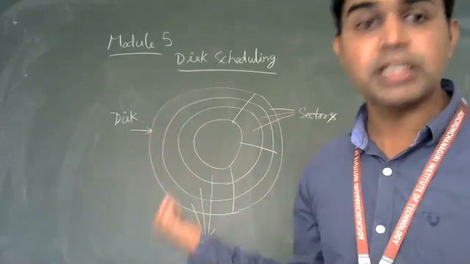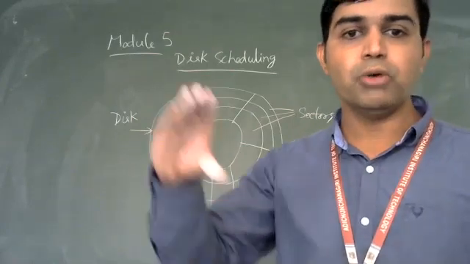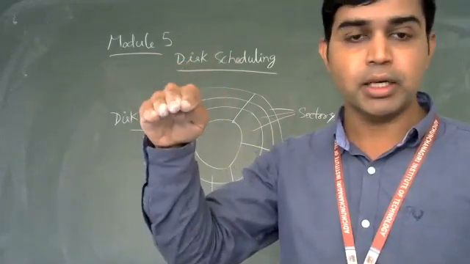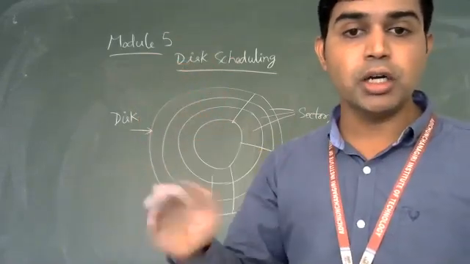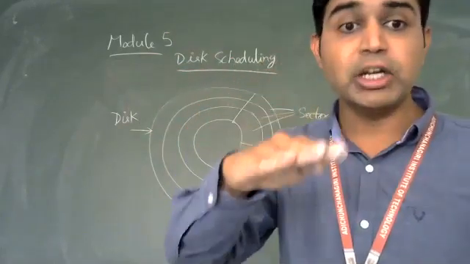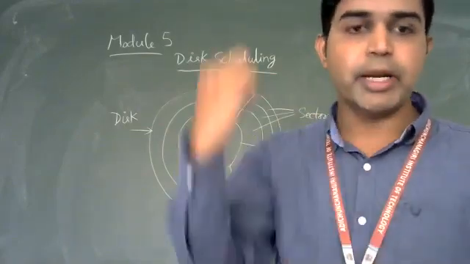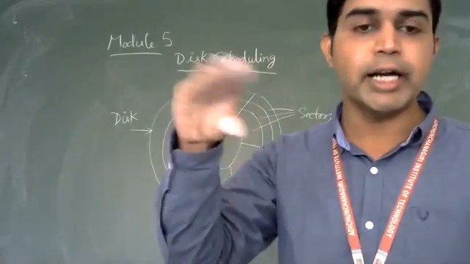Now, what is disk scheduling? In disk scheduling, what happens? We all know we have a read-write head. The read-write head's job is to move to the respective track and a particular sector and write some data or read some data from it. That is what a read-write head will do.